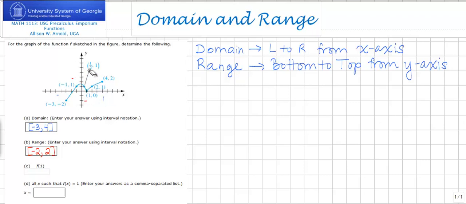Alright, declutter our graph again. f of 1 means which y value is associated with x equals 1, and we can see that if x is 1, the graph y equals 0.